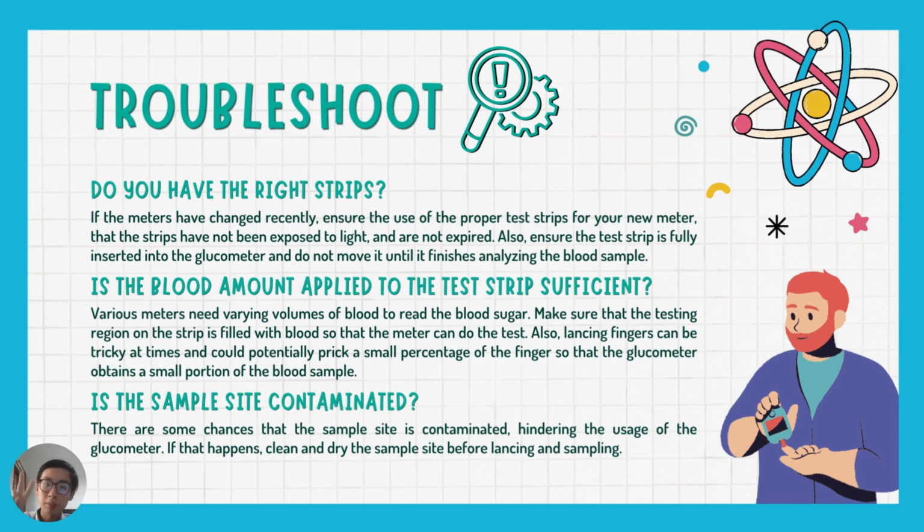Second, is the blood amount applied to the test strip sufficient? Various meters need varying volumes of blood to read the blood sugar. Make sure that the testing region on the strip is filled with blood so that the meter can do the test. Third, is the sample site contaminated? There are some chances that the sample site is contaminated, hindering the usage of the glucometer. If that happens, clean and dry the sample site before lancing and sampling.